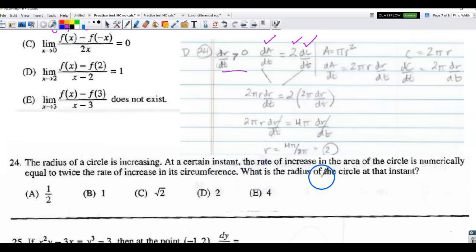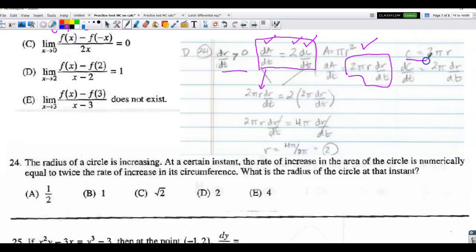The question is, what is the radius? So I'm supposed to find r of the circle at that instant. So I'm starting with what I know, which is right here: dA/dt is equal to 2 dC/dt. So I'm going to take the area equation of a circle, which is pi r squared. I'm going to take the derivative of that by the chain rule, and I'm going to replace dA/dt with 2 pi r dr/dt.